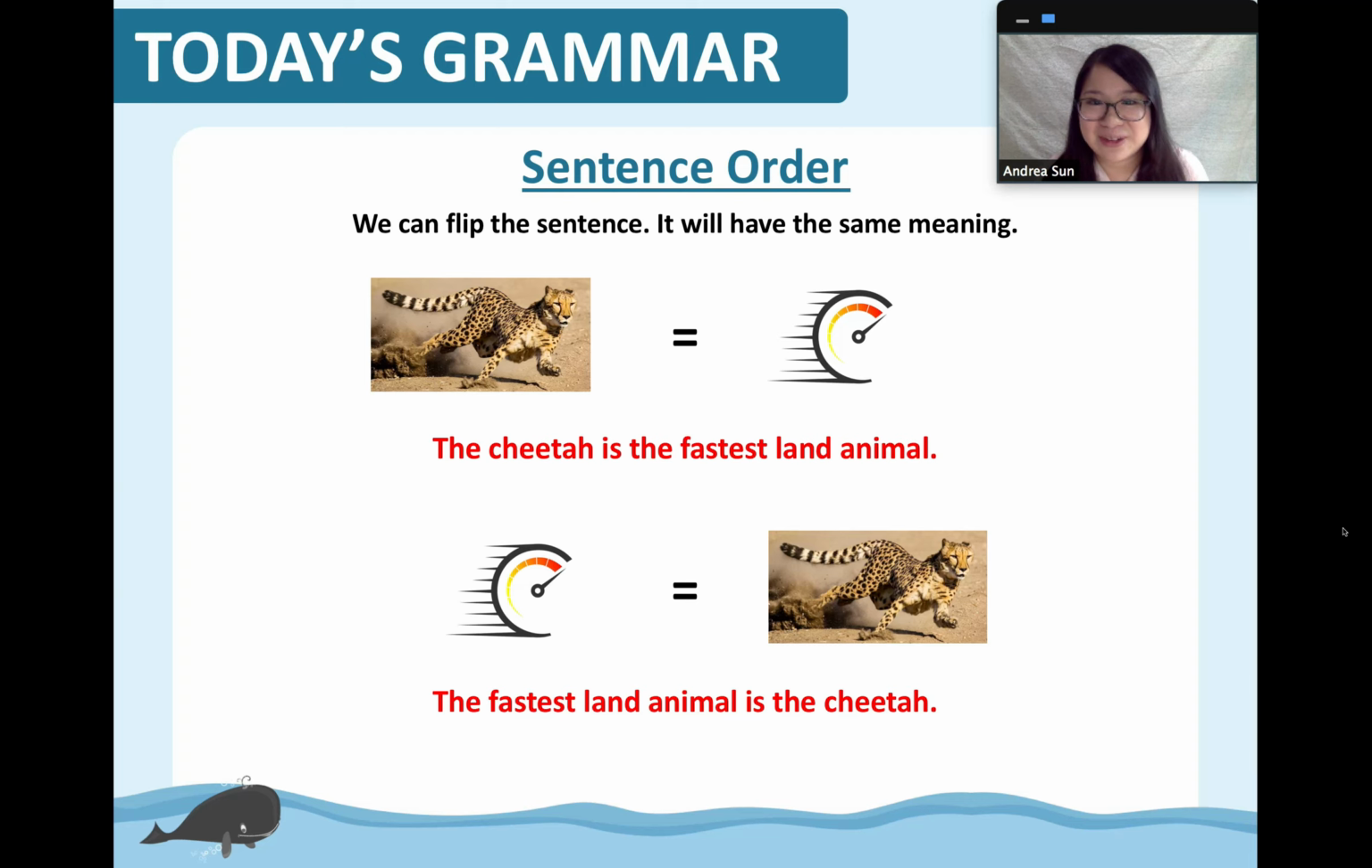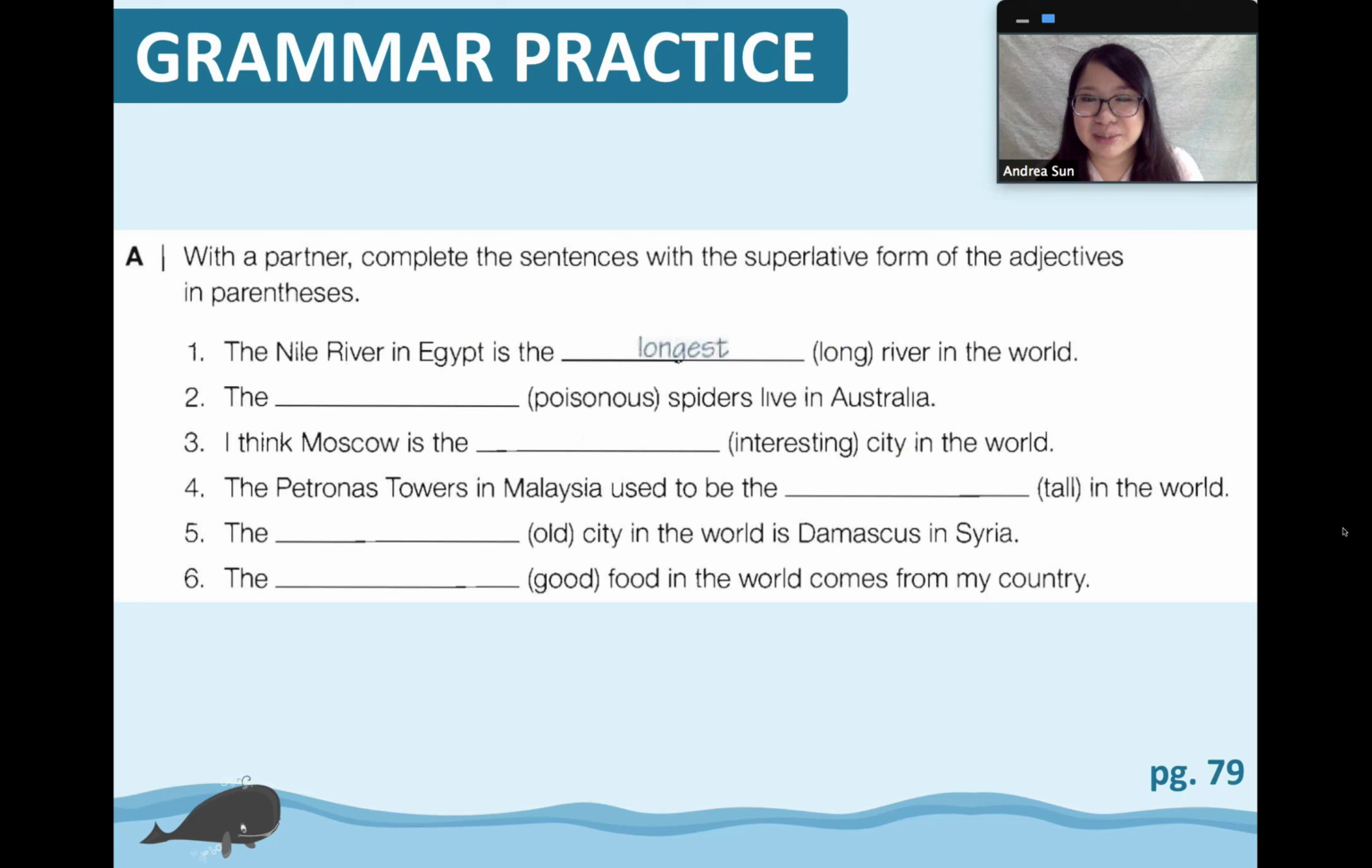Okay, so now that we know all of our spelling rules, let's practice making some sentences. In your book on page 79, you will see a fill-in-the-blank activity. Take the adjective in the brackets and change it into the superlative form. When you come back, we'll check your answers.